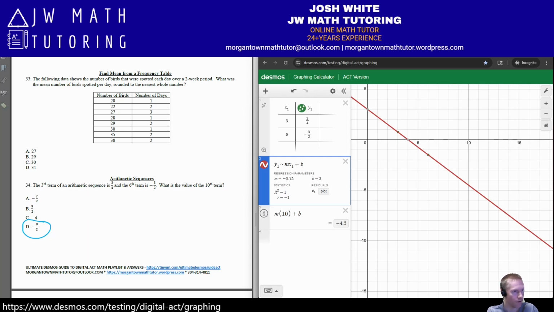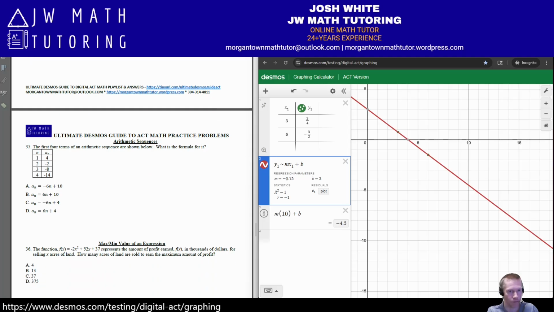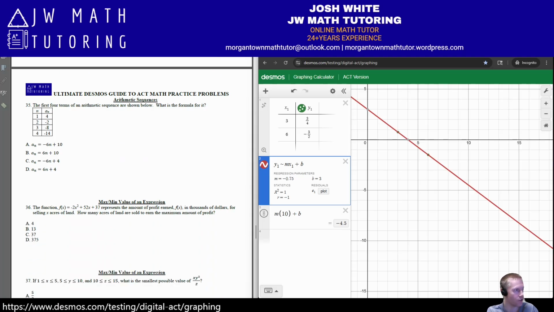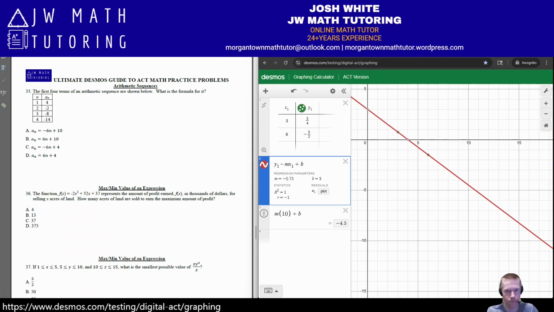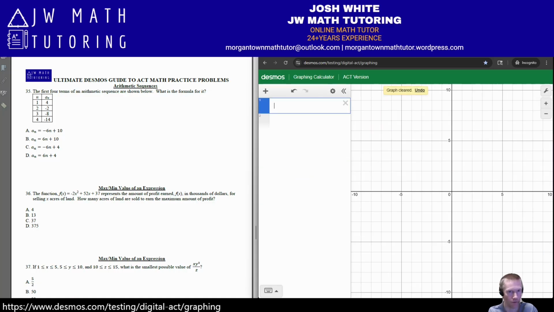Okay, so now let's continue. Top of the next page. Here is another arithmetic sequence problem. Let me clear this out. Here you're given the first four terms, and they want to know what is the formula for any given term here.